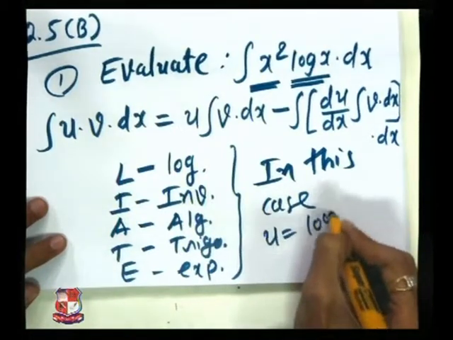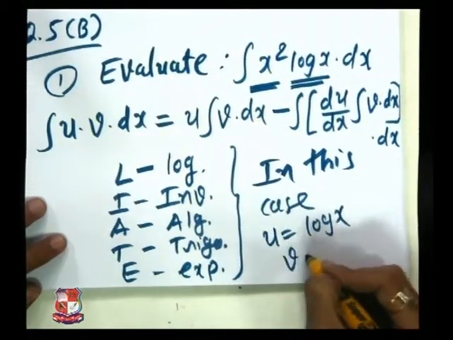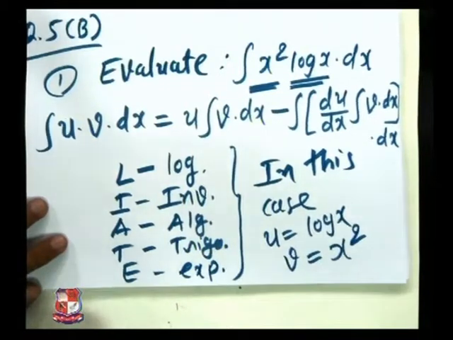u is equal to log x and v is equal to x square.